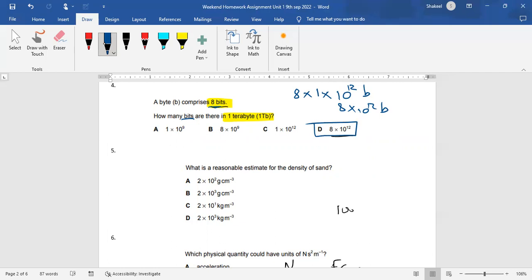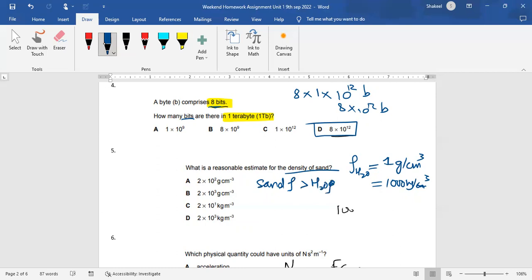So option D. What is the reasonable estimate for density of sand? Density of sand. Okay, sand is solid, and we know the density of water. So density of water is 1 gram per cm cube, or it is 1000 kilogram per meter cube. So as sand is denser than water, right? So sand density is of course higher than water density.